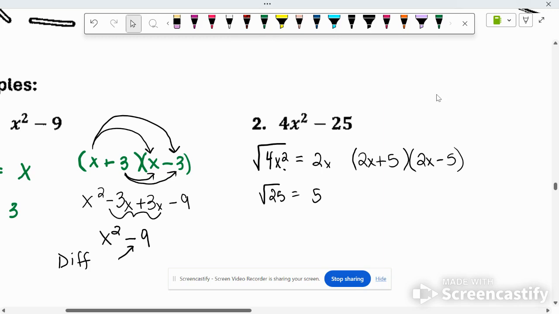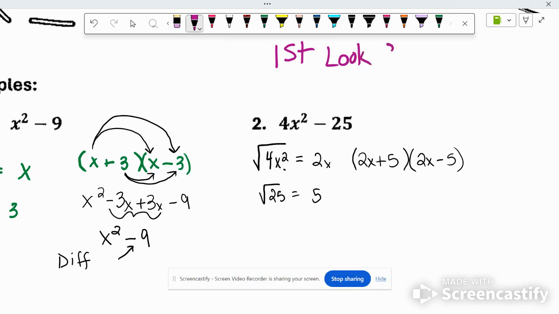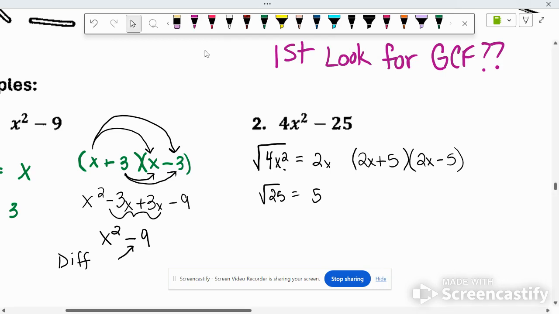What is the number one rule about factoring, though? What do we always want to check for first? So don't forget, you first want to look for a GCF. That's the number one rule. You want to watch for that because we might sneak one of those in here, okay?